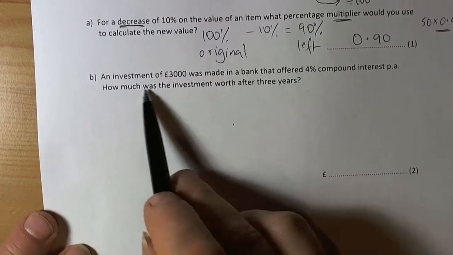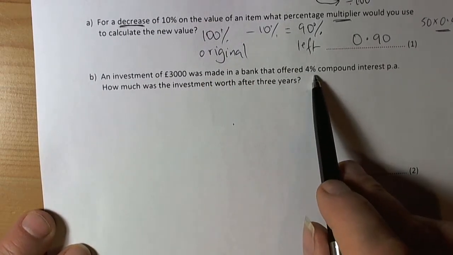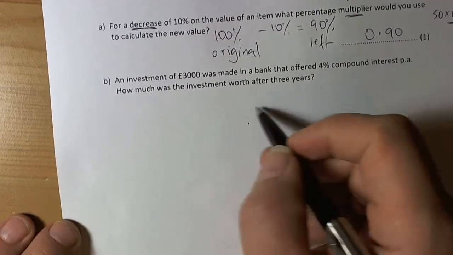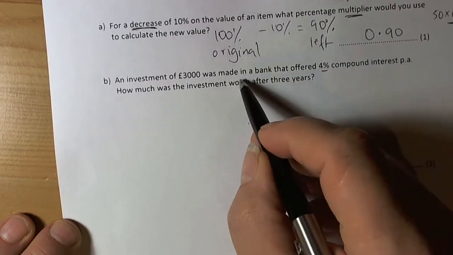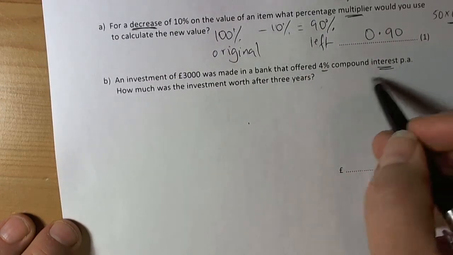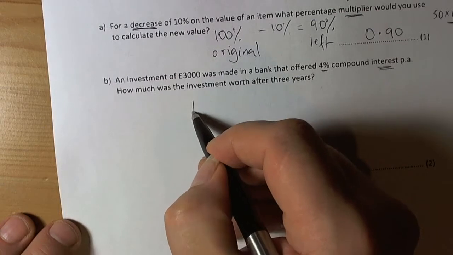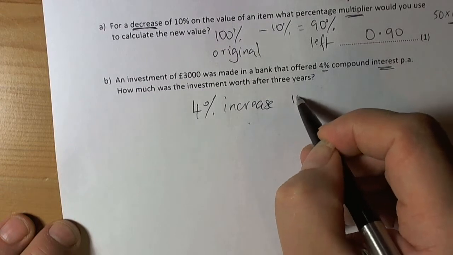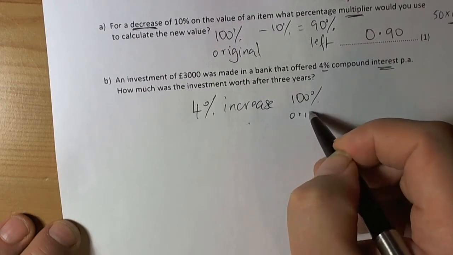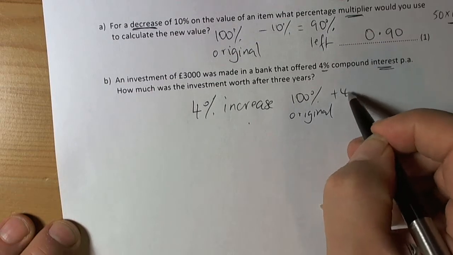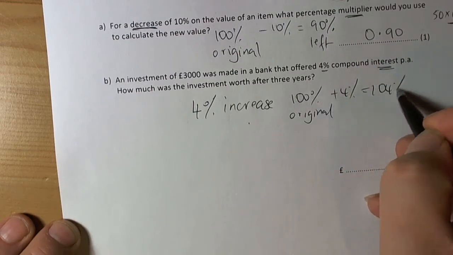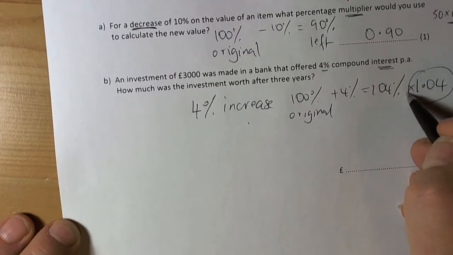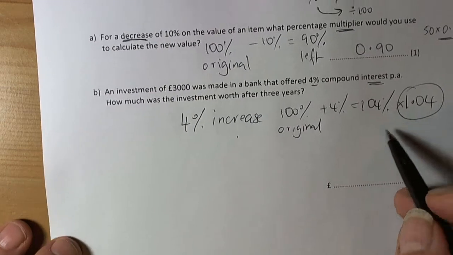The next part of the question says, an investment of 3,000, they offered 4% compound interest. What was the investment worth after 3 years? Well, we've got to remember that a 4% investment, it's interest, so it's extra. So 4% increase, well, the original amount was 100%. We're adding on the 4%, so 104%, and as a multiplier, 1.04. So we end up multiplying by 1.04 for each year.